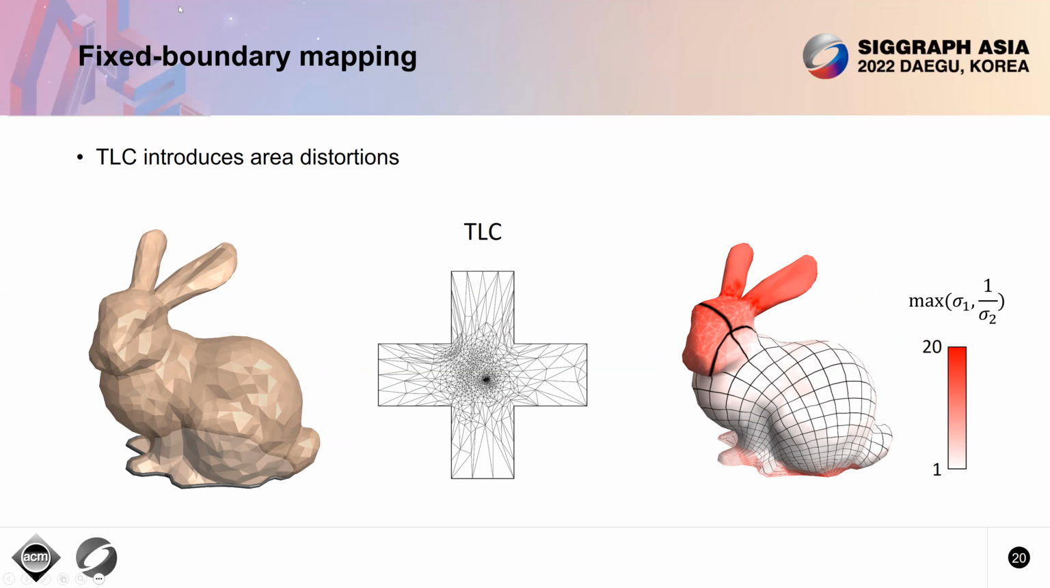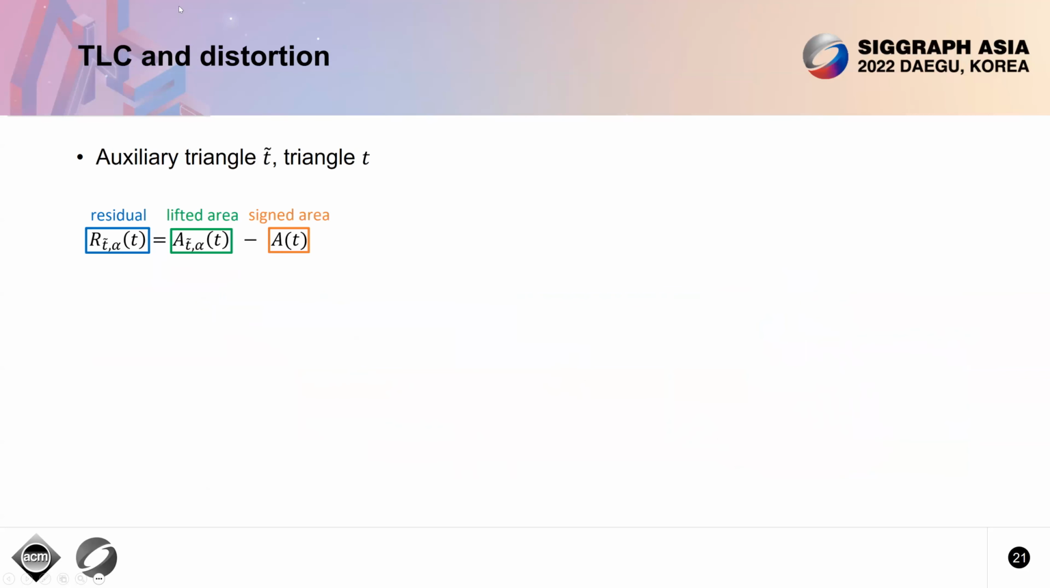In this work, we provide an explanation for this behavior and then modify the energy to reduce area distortions. To understand why TLC tends to preserve angle but changes area, it's useful to consider the residual of the lifted area by subtracting the signed area of the triangle. When the mesh boundary is fixed, the difference between the residual and the TLC energy is the sum of signed area, which is a constant. So the residual and the TLC energy share the same energy minimizer.